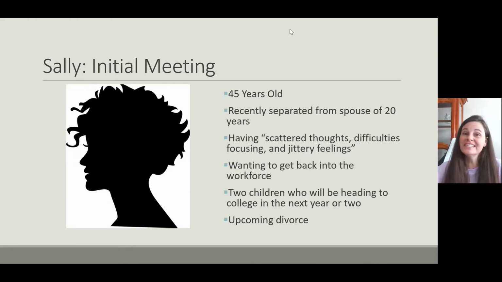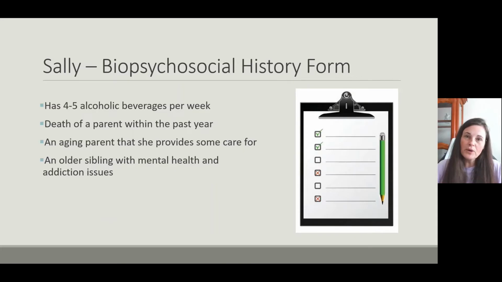So you've talked to her, you've seen her, and now we want to really think about what all else is going on with her. When you review the paperwork that you had her fill out on that initial meeting, she filled out a biopsychosocial history form. And through that, this is some additional information that we know about Sally. So she reports having somewhere between 4 to 5 alcoholic beverages a week. She has had a death of a parent within the past year. She has another aging parent that she provides some care for. And she also has an older sibling that has some mental health issues and addiction issues.